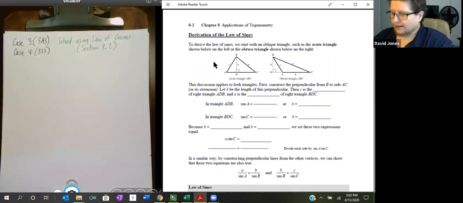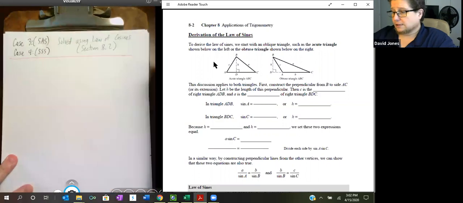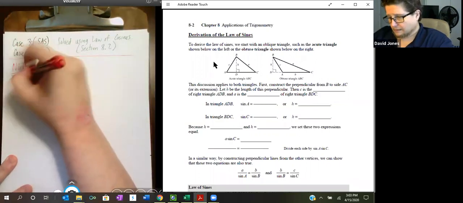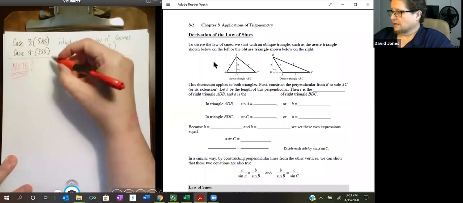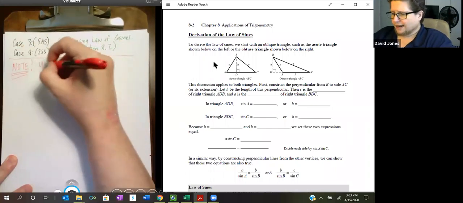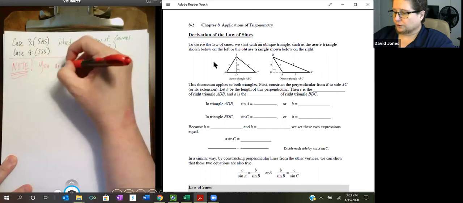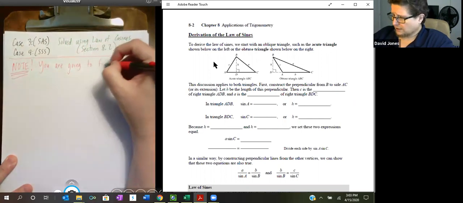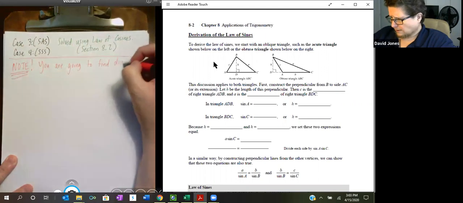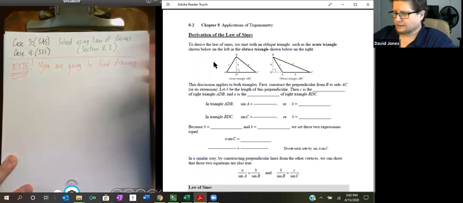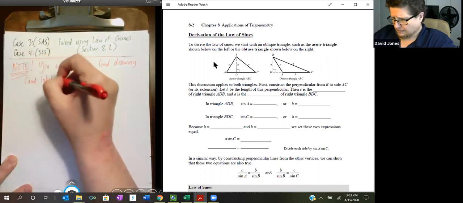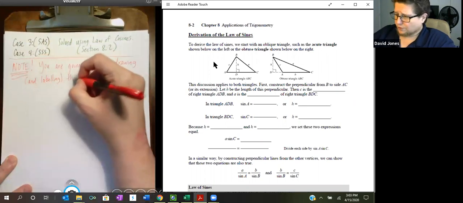You are going to find, this is important, note, you are going to find that drawing a triangle is crucial. And labeling the triangle is crucial.